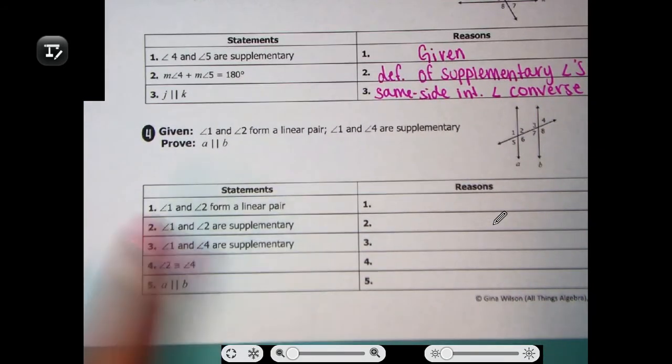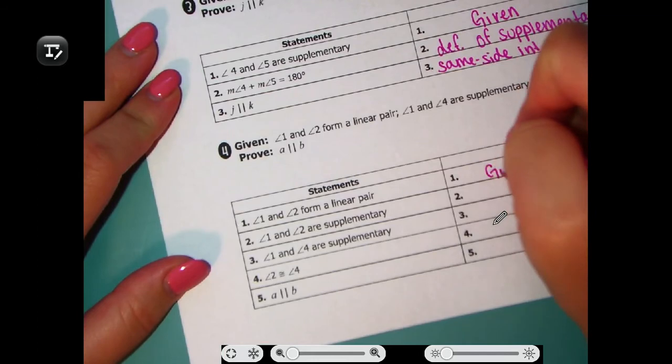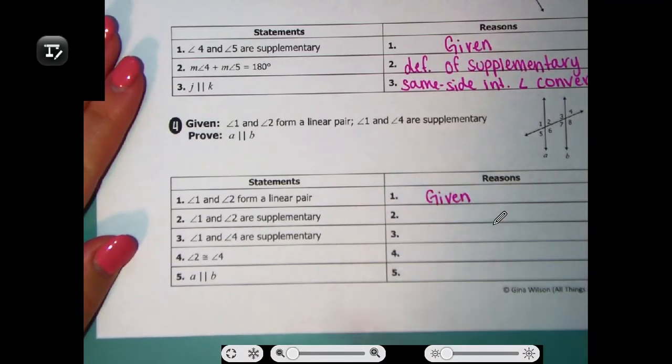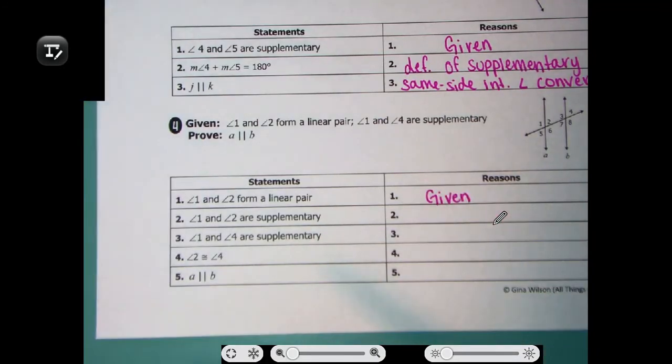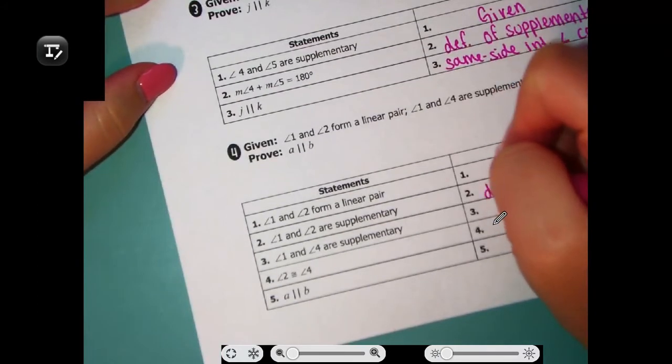Angle 1 and angle 2 form a linear pair. Well, that was given to me. In proofs, we always start with the given information. So that was given to me. Now, angle 1 and angle 2 are supplementary. How did we know that? Same way as up here. Well, I know the definition of a linear pair.